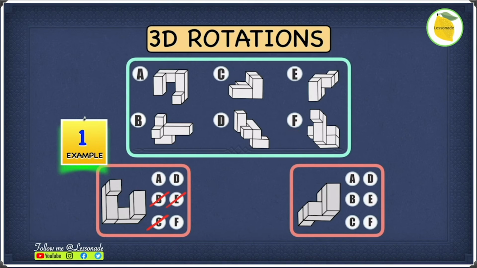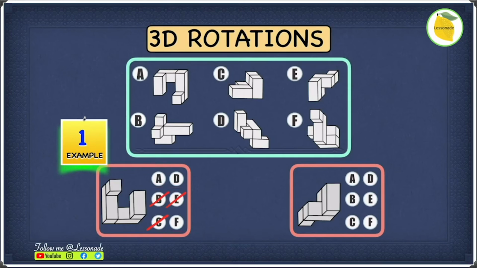In F, we can find all three cuboids. We can find a cuboid here, another one here, and a final one here. Because we had three cuboids in F, leave F as it is. So out of the 6 options we started with, we've managed to cross out B, C, E, and we're now left with A, D, F. So we need to find which one is the correct answer out of A, D, and F.